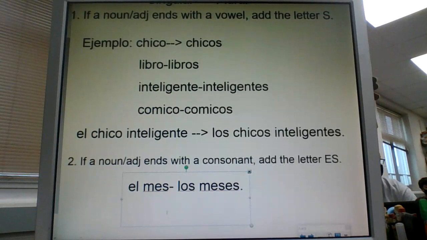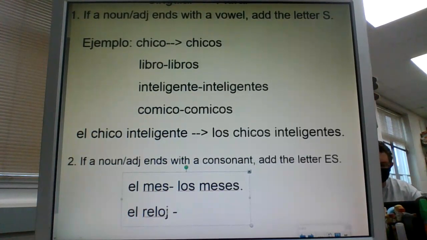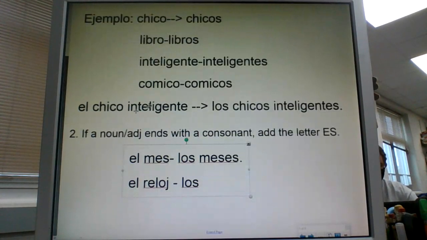Let's take a look here. Another word that ends with a consonant in Spanish, like for instance, el reloj. You better know what reloj means. Well, first of all, does anybody know what a reloj is? It is a watch, yeah. Okay.